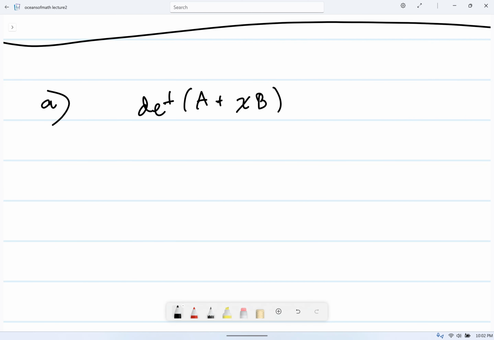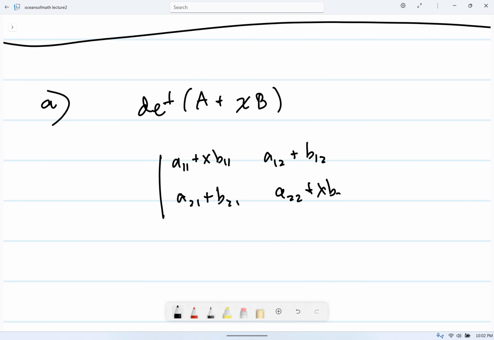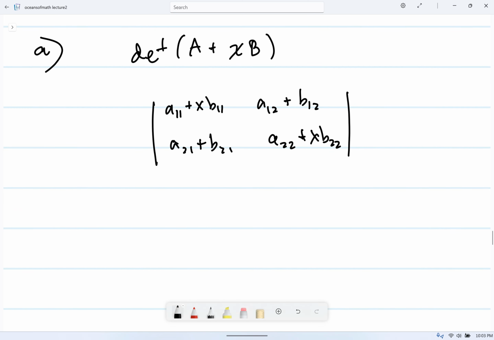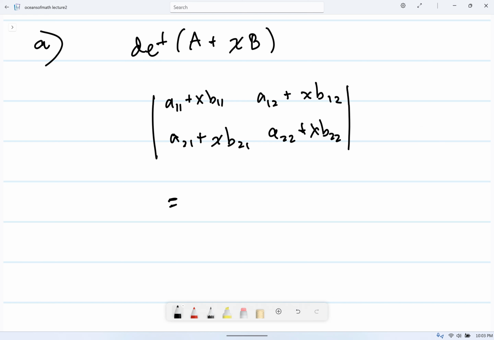Okay, well, if we write this out, this matrix, we just have A11 plus xB11, A12 plus B12, plus B21, and A22 plus xB22. Okay, so taking this determinant term by term, I notice that something very interesting is happening. Excuse me, there should be an x in front of the B21 and B12 as well. x B21 and x B12.